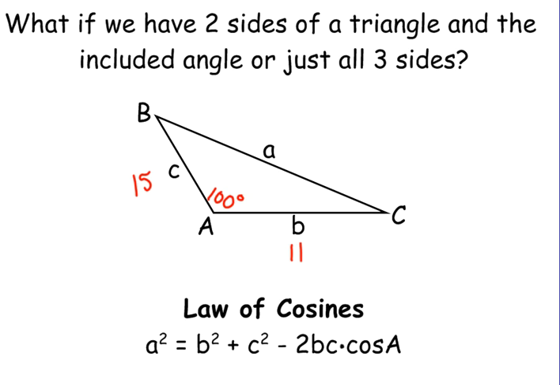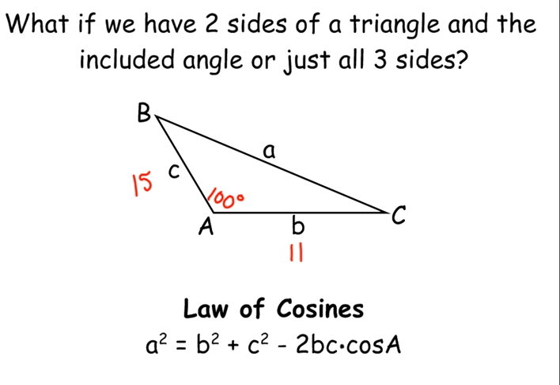What if we don't have an angle and a side across from it? For example, we have two sides and the angle in between those two sides. What if we have sides B and C and angle A? We do not have enough information to use the law of sines, because for the law of sines we have to have at least one angle and its corresponding side.